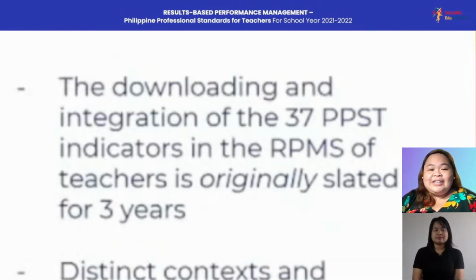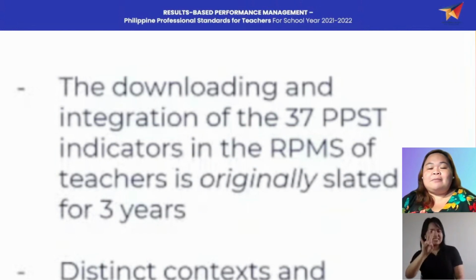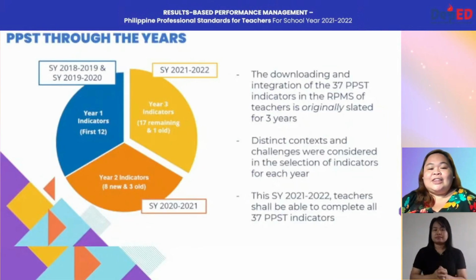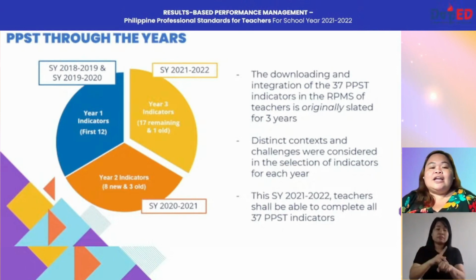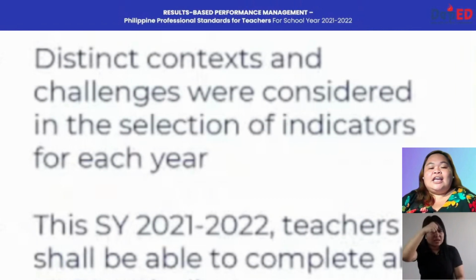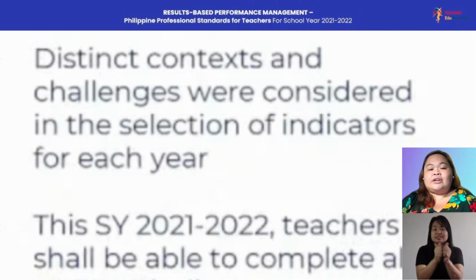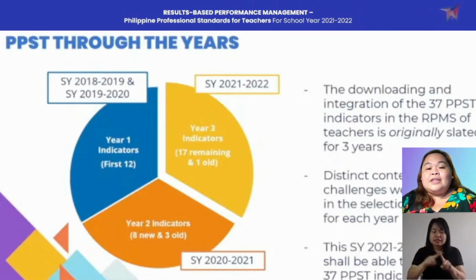So, the downloading and integration of 37 PPST indicators in the RPMS of teachers is originally slated for 3 years. This is to provide sufficient time for teachers to understand the performance indicators that are aligned with the Philippine Professional Standards for Teachers. Kindly take note that the distinct context and challenges were considered in the selection of indicators for each year. That is why this is divided into 3 years of implementation.